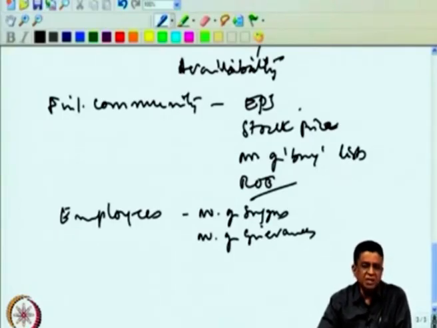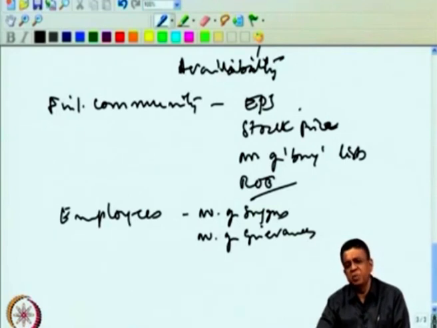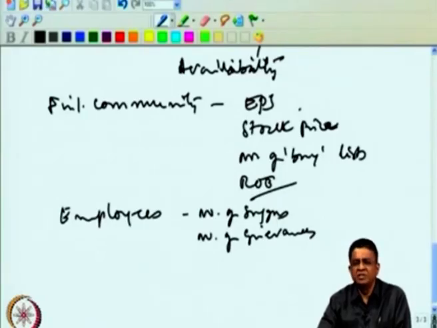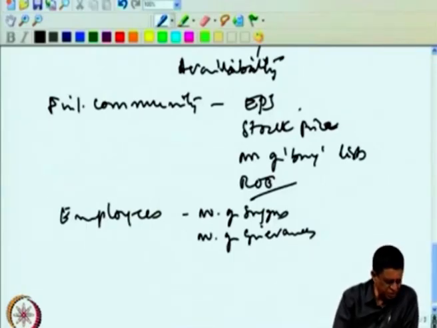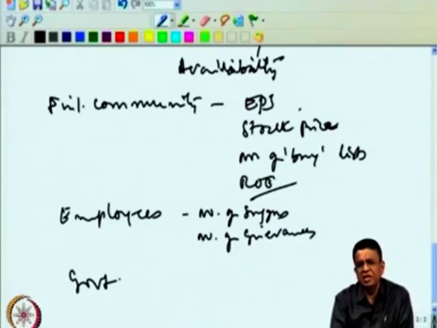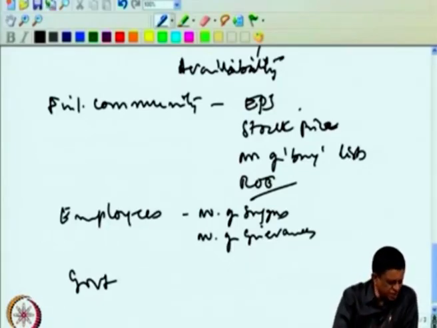And the other thing they may be concerned with is the type of internal promotions they are getting over the years. How many promotions are they able to get over the years? Then the other stakeholder you should be concerned with is the government. What is the government concerned with?